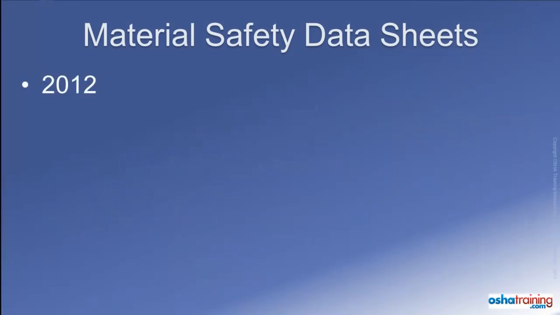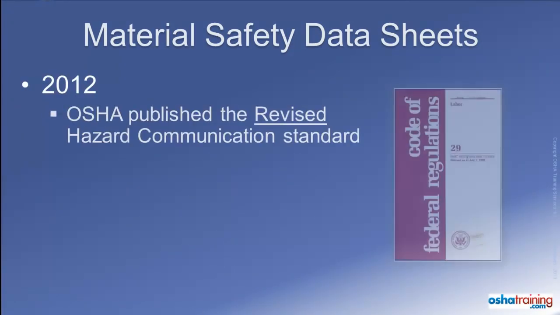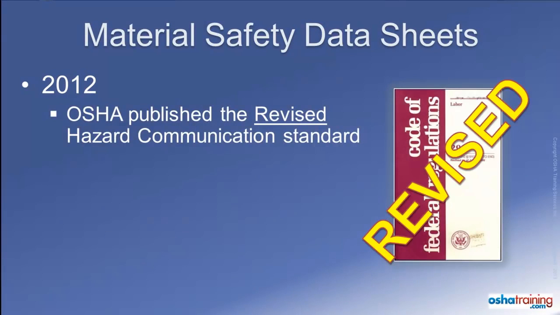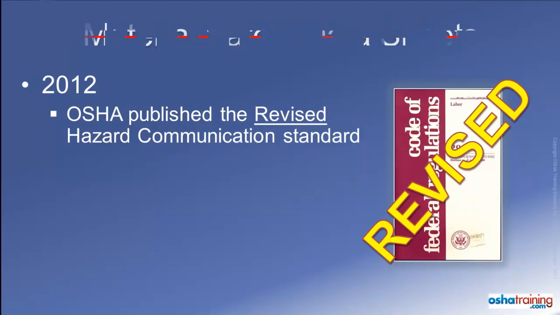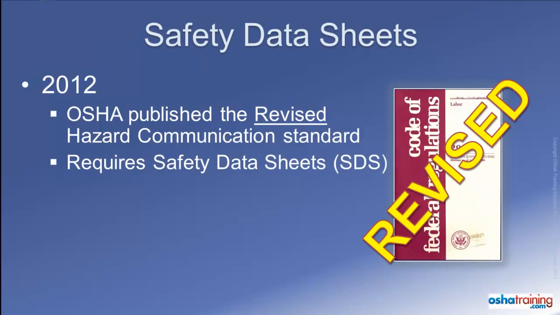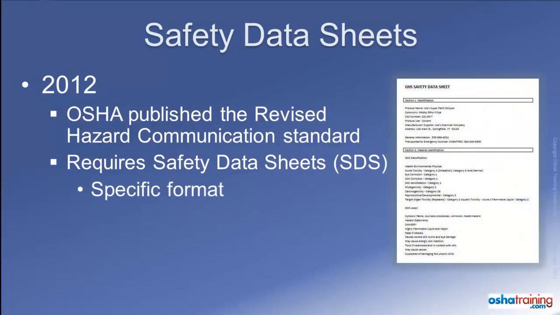So, in 2012, OSHA revised their hazard communication standard and did away with the requirements for material safety data sheets. Now, manufacturers and distributors of hazardous chemicals and products will have to start providing a new informational document called a Safety Data Sheet, or SDS. While the information contained on new safety data sheets is very similar to that appearing on the old MSDSs, the information will now have to follow a specific format and order.